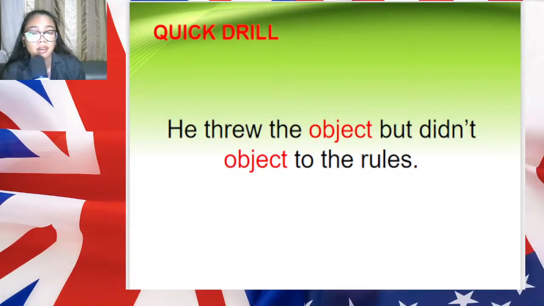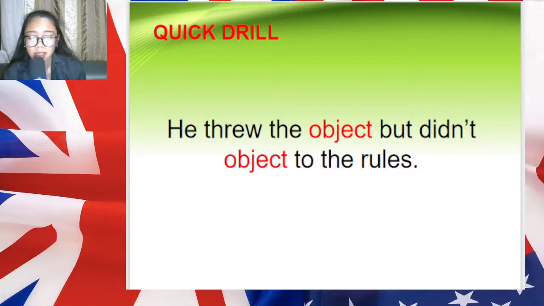That's object. That's the act of throwing the object. Okay? The stress is on the first syllable. It's steady, solid, and as happy as possible. So, he threw the object but didn't object to the rules.